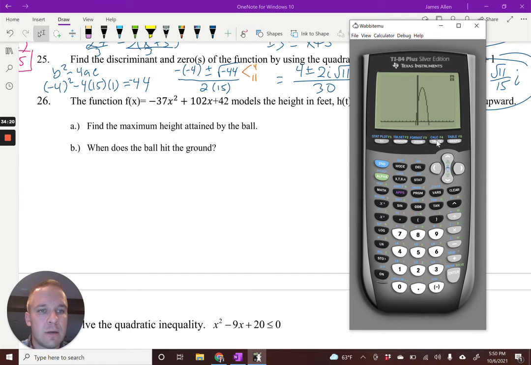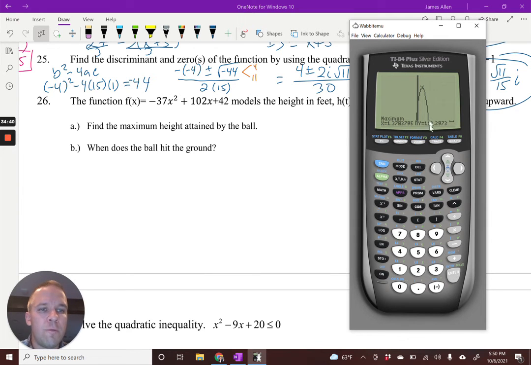Awesome. So second calc, let's get our maximum. I arrow down to maximum, enter. I want my left bound. I'm already to the left of the maximum, so I'll just hit enter. But now I have to arrow over to the right a bit. Got it.